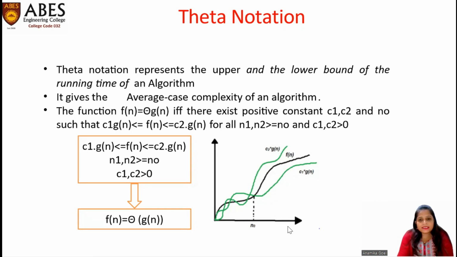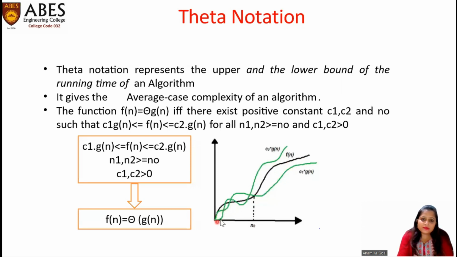In this graph, the x-axis represents the number of input variables and the y-axis represents the time. Here we have a function f of n, and another function g of n with positive constant c1, which is c1 of g of n. You can see that the function f of n is always greater than or equal to c1 g of n. So c1 g of n represents the lower bound of an algorithm. The lower bound of that algorithm is called omega notation.